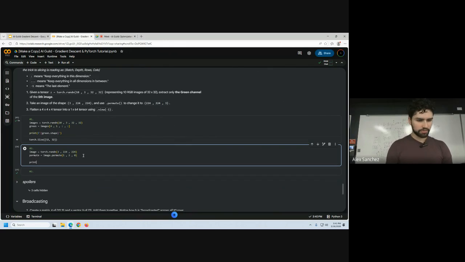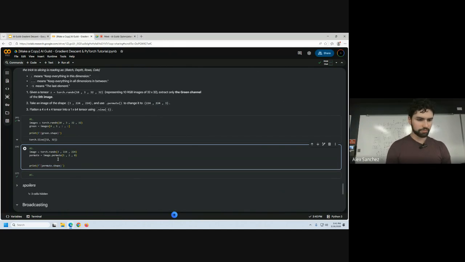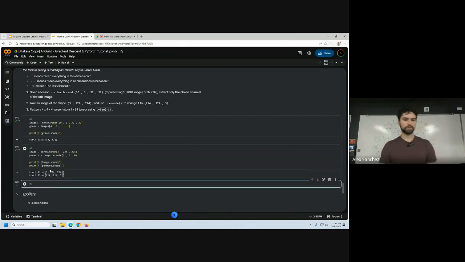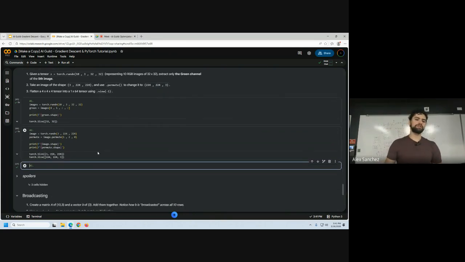We can verify this with the shapes of the two. So we have permute.shape, and before it, let me do image.shape. There you go. So in this operation, we're flipping around the dimensions.